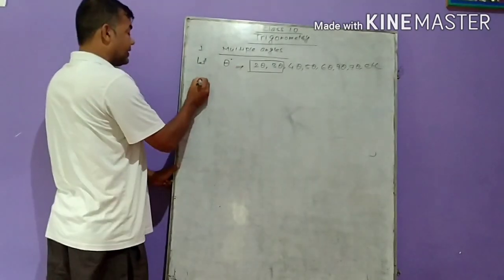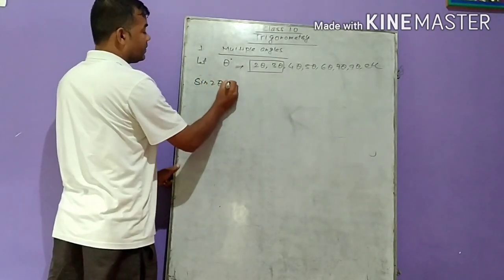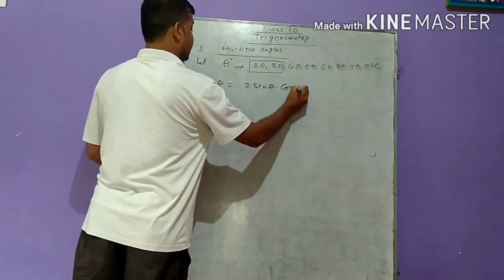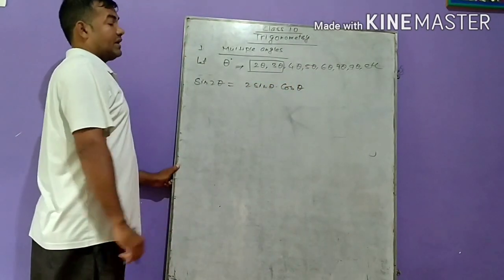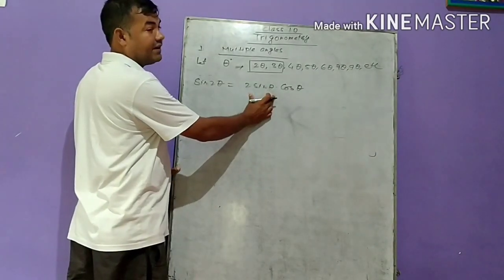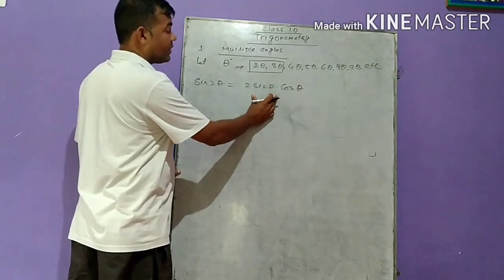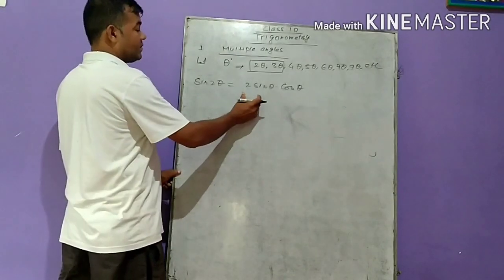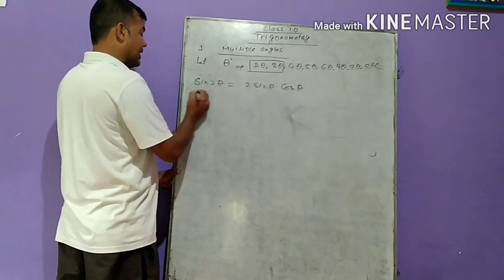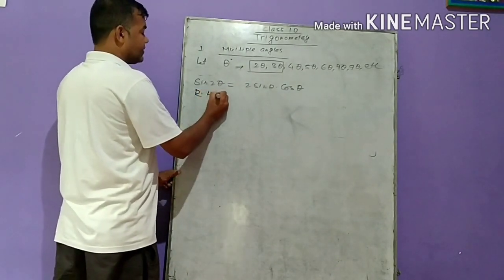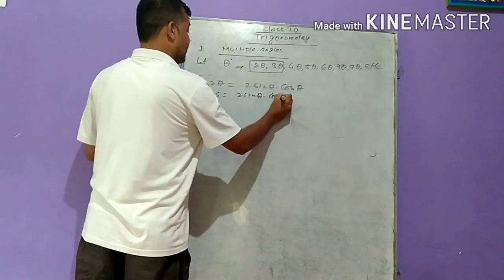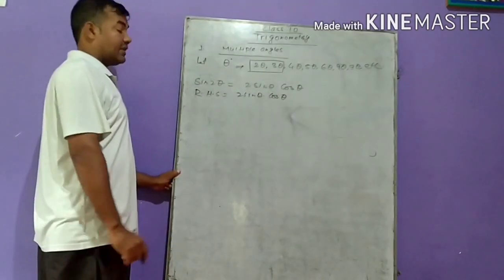So we have derived here sine 2 theta is equal to 2 sine theta into cos theta as one of our identities. Here we need to transform this identity into tan and cot as well. So let's first transform it into tan theta. We know in the RHS we have 2 sine theta into cos theta. How can we obtain the result in tan theta?